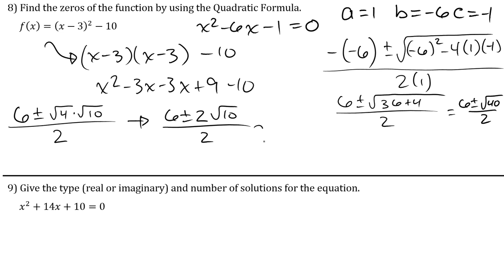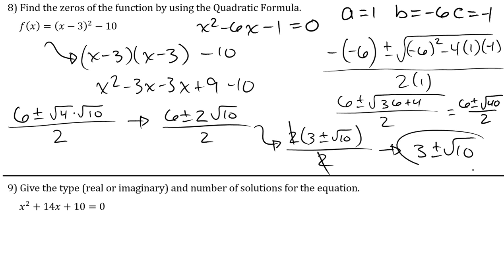Just so that we're real careful, I'm going to factor out the 2 in my numerator. So that's 2 times, I'm going to divide both of those by 2, 3 plus or minus root 10. And then in my denominator, I still have this factor of 2. So now I can cancel out that common factor of 2, and we're left with the solution of 3 plus or minus the square root of 10. And those are my two roots, right? 3 plus root 10 and 3 minus root 10.